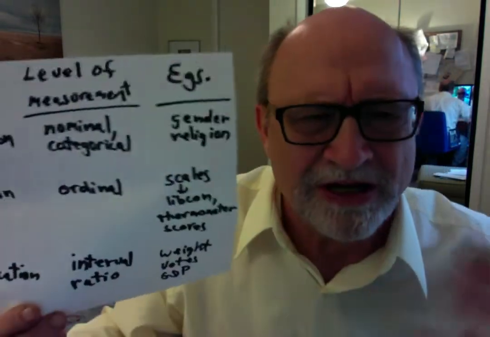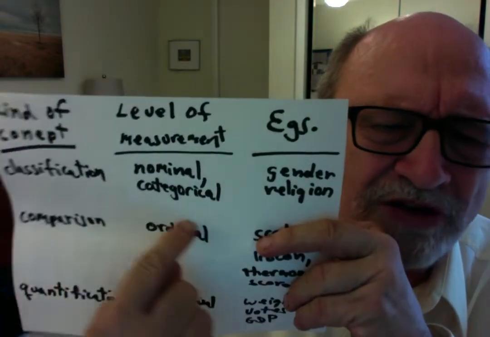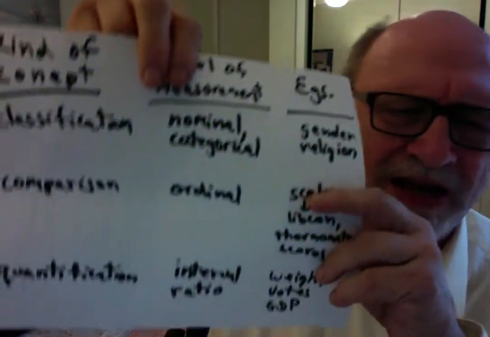I put him in a 0. This is how the thermometer scale works. And you generate data at the ordinal level of measurement along a scale of some kind.